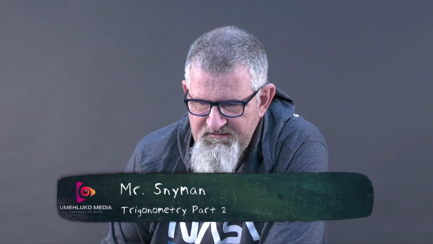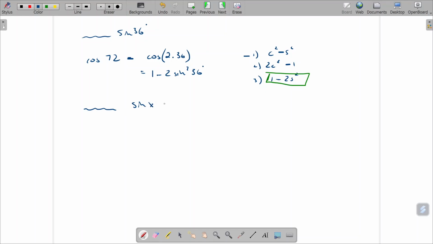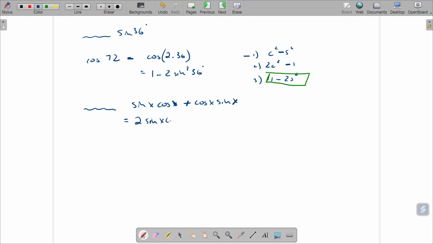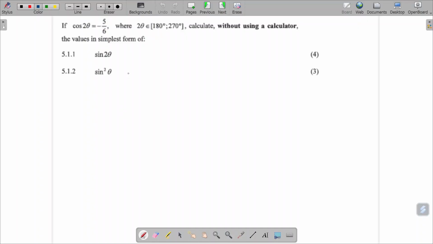We saw also that in the previous case, there was a situation where we had an answer coming down to eventually sine x cos x plus cos x sine x, and we chose to do something different with it. What we could have done is seen that these two things were the same, even though the order of the factors is different. So this would be 2 sine x cos x, which would have been simply sine of 2x. So let's look at one or two of the exam questions and see what happens. We're given cos of 2 theta equals minus 5 over 6, and 2 theta is between that.